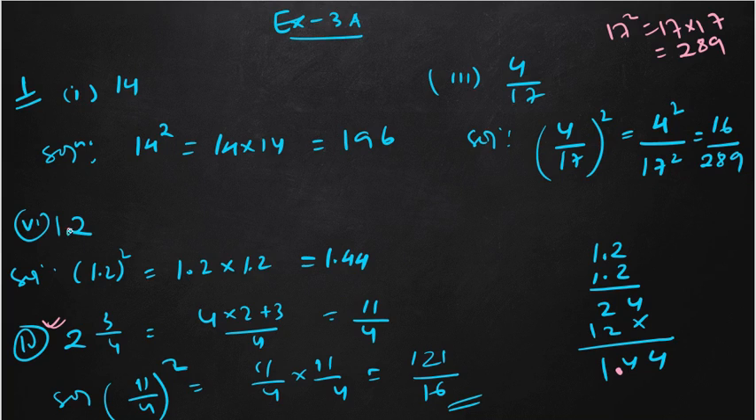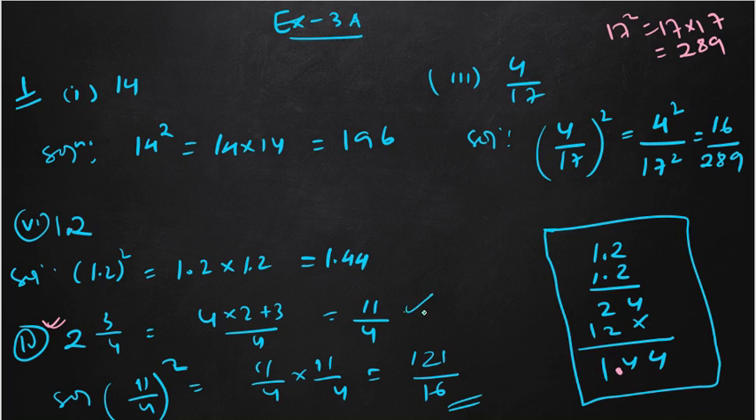And again, we have 1.2. So the square of 1.2 is 1.2 whole square, that means 1.2 into 1.2. If you multiply 1.2 into 1.2, the solution is 1.44. Similarly, if you have the mixed fraction 2 3 by 4, first convert it into an improper fraction, then square it. So 2 3 by 4 can be written as 11 by 4. If you square it, we will get 121 by 16. So you try to solve all the questions. Okay.